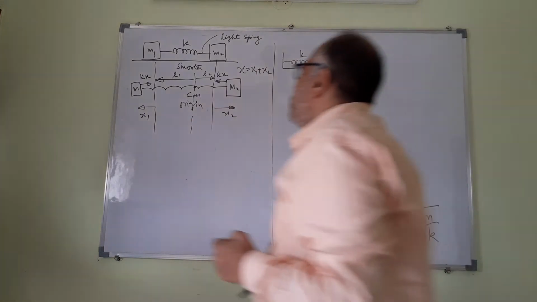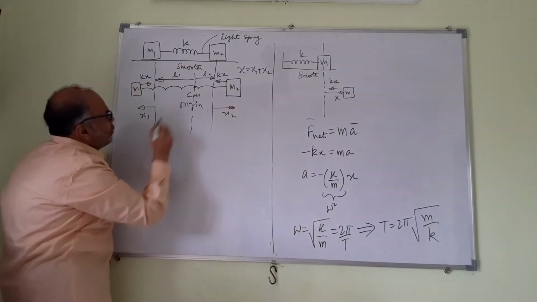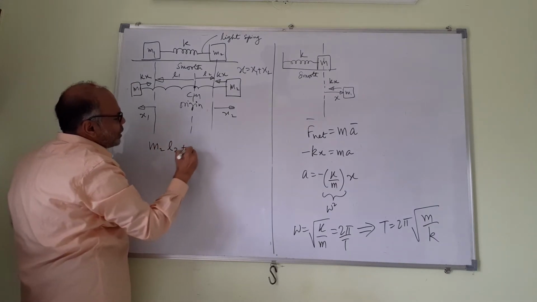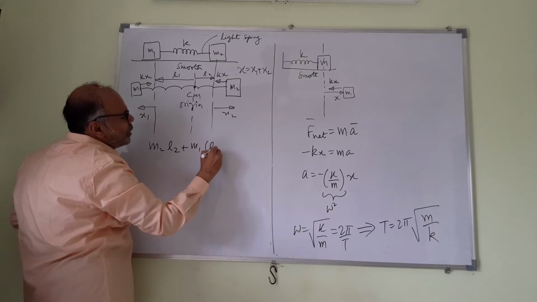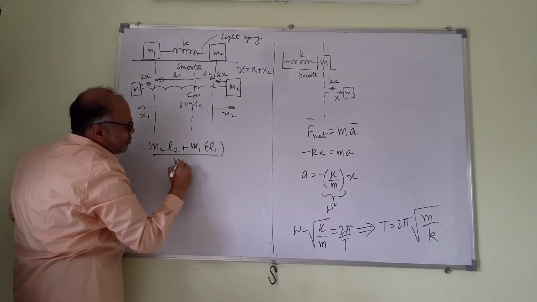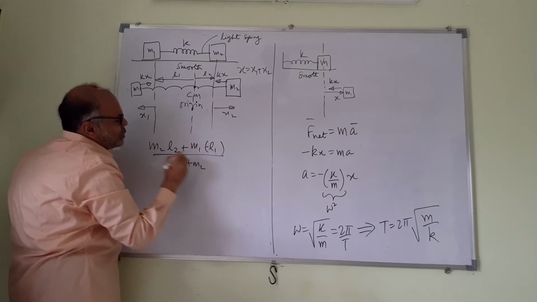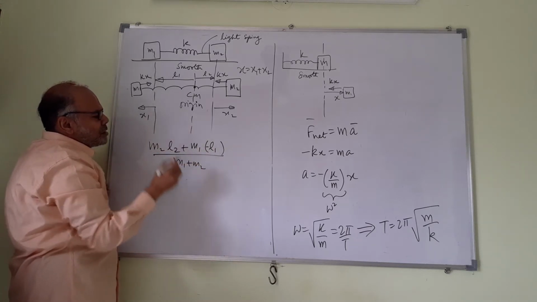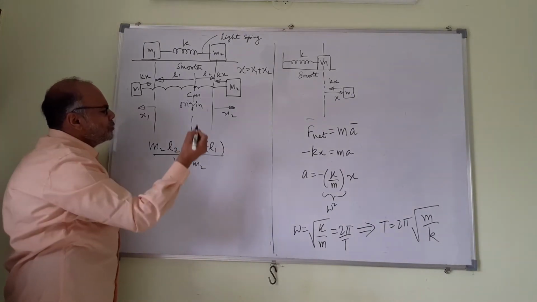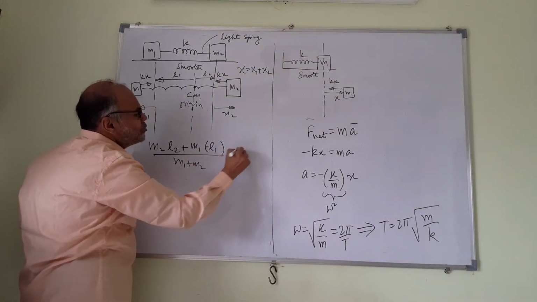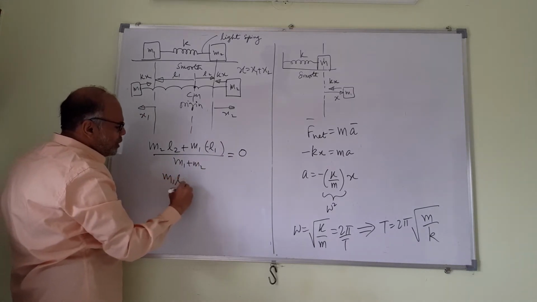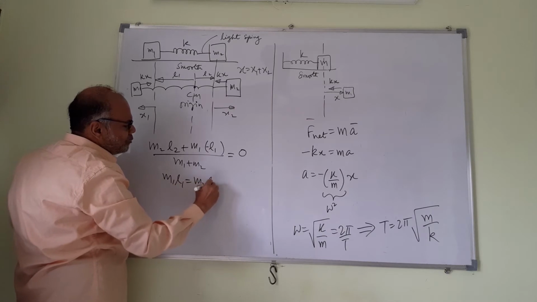Yes. So let us see. We can now write M2 into L2 plus M1 into minus L1 for the initial position, divided by M1 plus M2. This is the coordinate of the center of mass by the basic definition. Now, since the center of mass is at the origin, this would be equal to 0. Therefore, if you simplify this, you will get M1 L1 is equal to M2 L2.